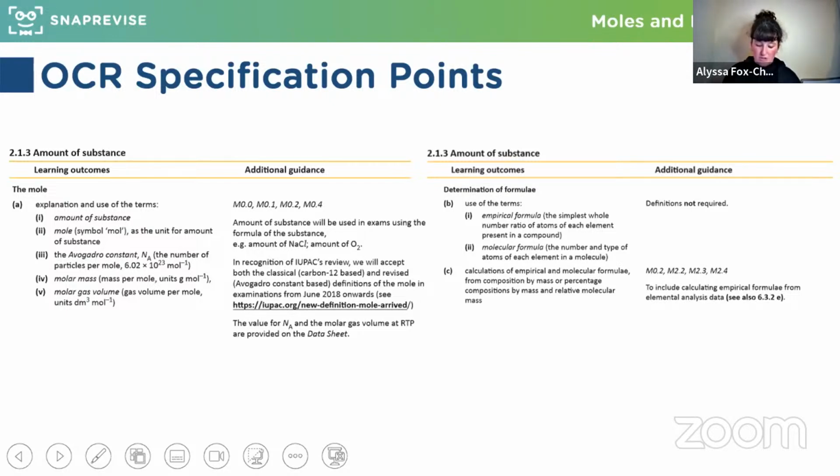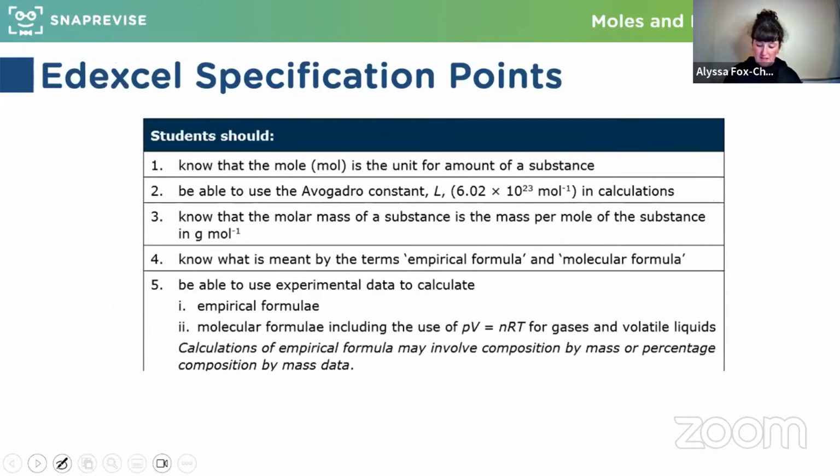And so just to prove a point, OCR, especially within the mole and amounts of substance sections, gives you the definitions they're looking for. So if you're looking for the definition of an empirical formula, it's written here: the simplest whole number ratio of atoms of each element present in a compound. They have literally told you in your specification the wording they want to hear from you. So double check that. And then at Edexcel, it is these. The specifications do vary between exam boards, but where there are major differences, we will point them out.